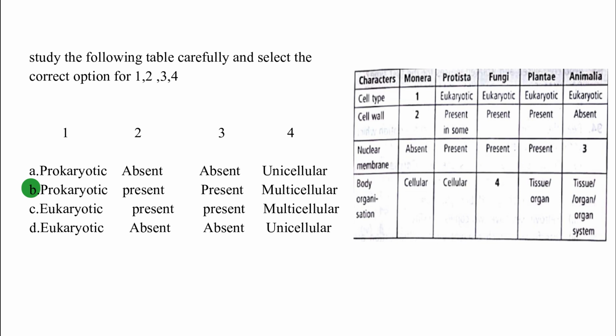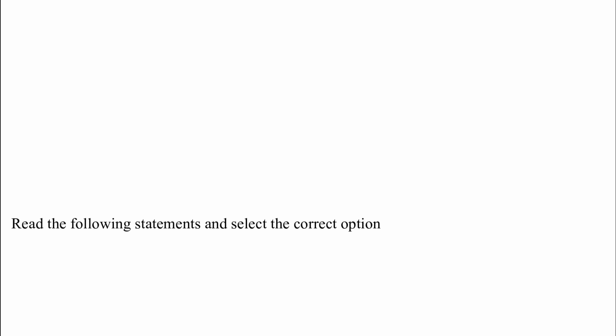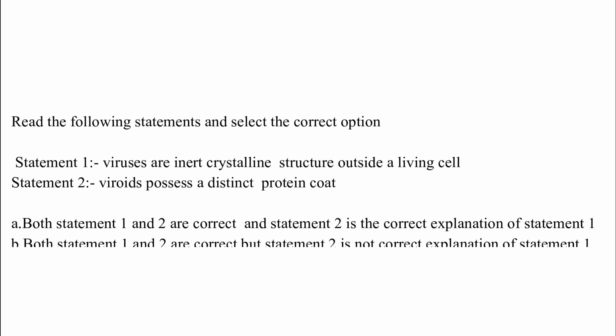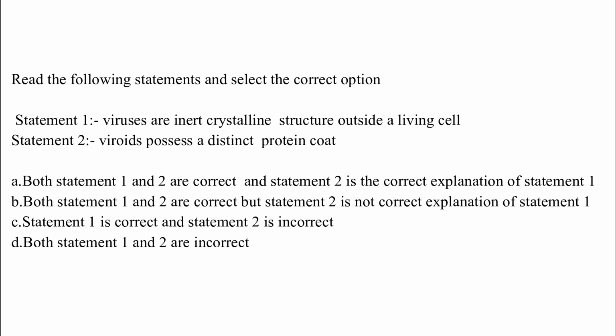Read the following statements and select the correct option. Statement 1: Viruses are inert crystalline structures outside a living cell. Statement 2: Viroid possesses a distinct protein coat. Option A: Both statements 1 and 2 are correct and statement 2 is the correct explanation of statement 1. Option B: Both statements are correct but statement 2 is not the correct explanation of statement 1. Option C: Statement 1 is correct and statement 2 is incorrect. Option D: Both statements 1 and 2 are correct. The correct answer is option C. Statement 1 is correct and statement 2 is incorrect.